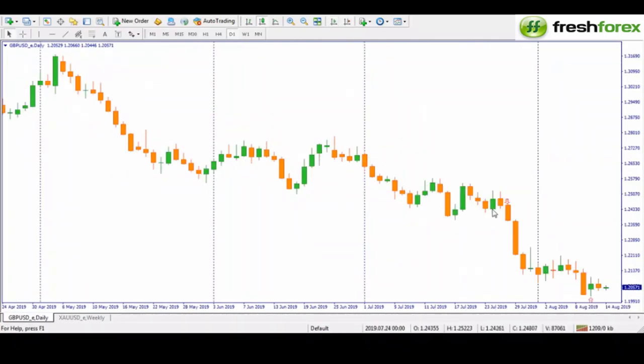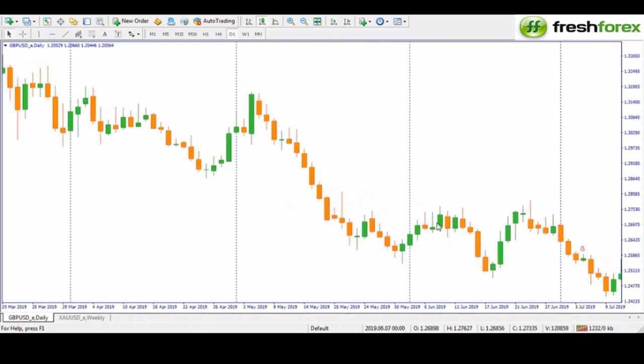And then there's also this, a perfect inside bar. Then there's this, we also have this as an inside bar. The high of this candle is lower than the high of the previous one. The low is higher than the low of the previous one. Then the body of that particular candle is actually inside the body of the previous one. So this is an inside bar.